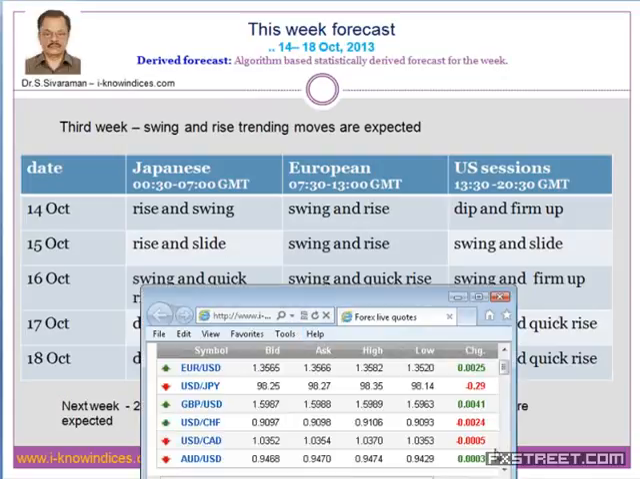That is what you come across in the case of numerator currencies now. Euro has gained from Friday close about 25 pips. GBP has gained about 41 pips from the Friday close. Then again during the European session, swing and rise move is expected. Then after the European session, during the US session, they are expected to make a dip and then firm up slowly. So there will be a big beginning false move during the early part of the US session.